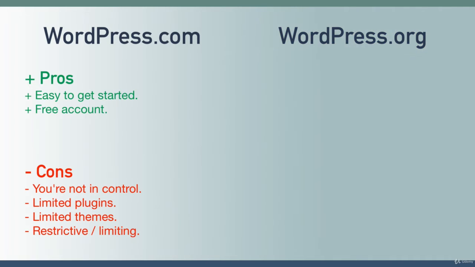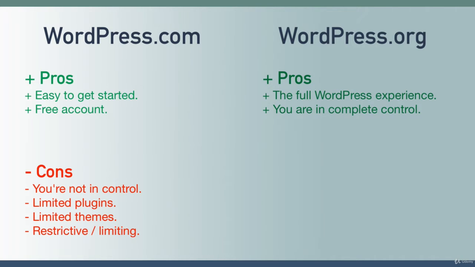WordPress.org. Let's go over the pros and cons. We'll start with the pros. Number one, this is the full WordPress experience. This is what people think of when they think of WordPress. With WordPress.org, you are in 100% complete control of your website. You are the owner of your website. You can customize anything you want. You can use any plugin, you can use any theme. Again, at this stage in the course, we don't really know what those words mean, plugin and theme, but you can imagine that the freedom to use whatever you want is a good thing.